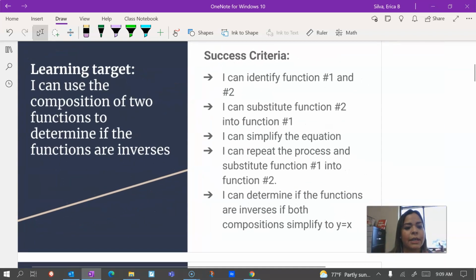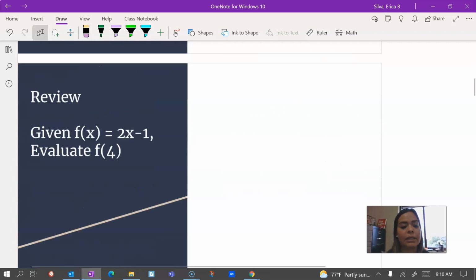Our learning target is I can use composition of two functions to determine if the functions are inverses. Our success criteria: we need to be able to identify function 1, function 2, and then substitute function 2 into function 1 and simplify the equation. And then we're going to repeat the process using the other function. We'll plug function 1 into function 2. And then we determine if they're actually inverses of each other. And we know that if they both simplify to y is equal to x.